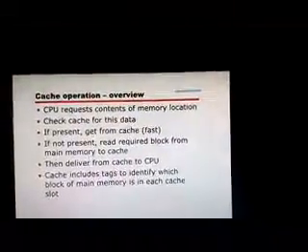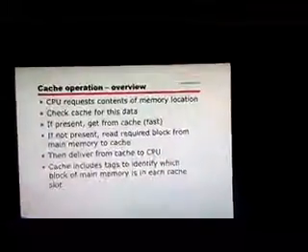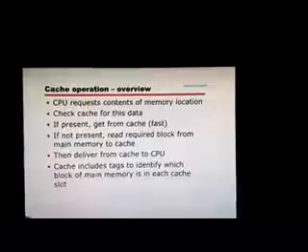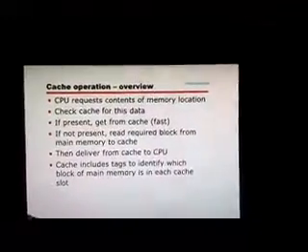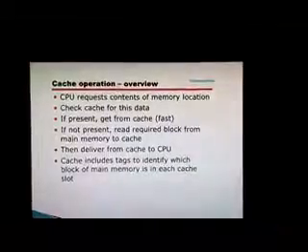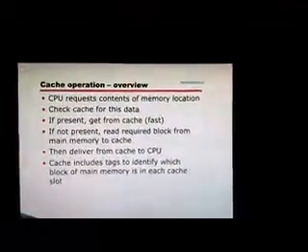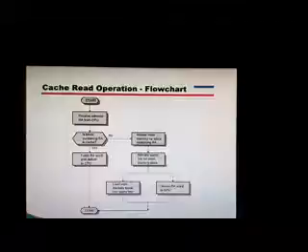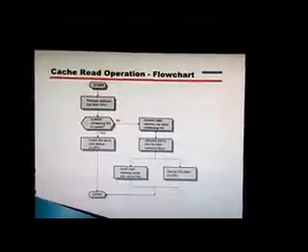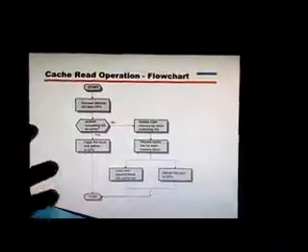Cache operation overview. The CPU requests contents of a memory location. Check cache for this data. If present, get from cache. If not present, read the required block from main memory to cache. Then deliver from cache to CPU. Cache includes tags to identify which block of main memory is in each cache block. This is the flowchart of cache read operation. Try to understand it by yourself.